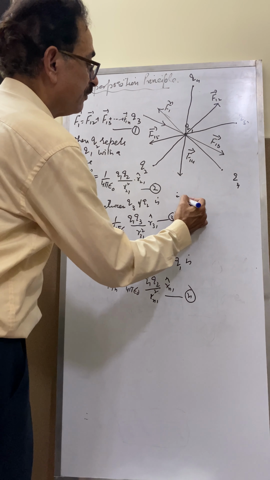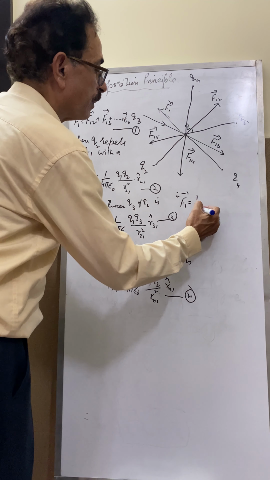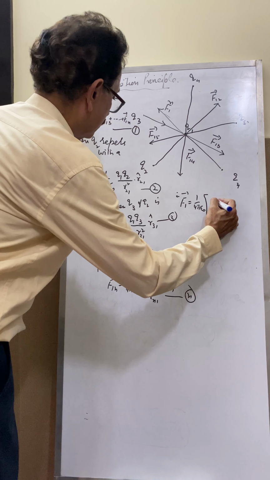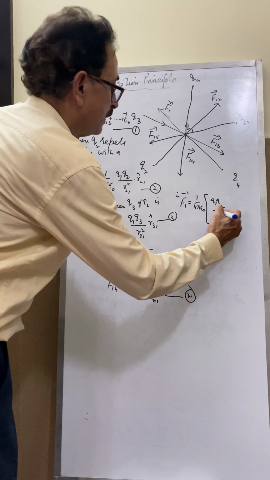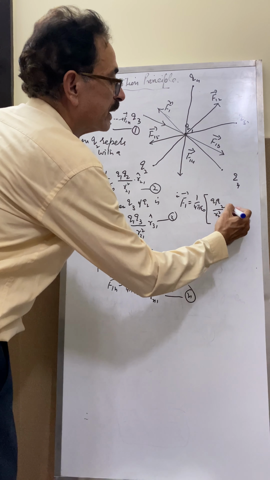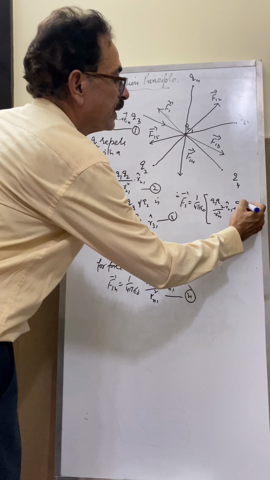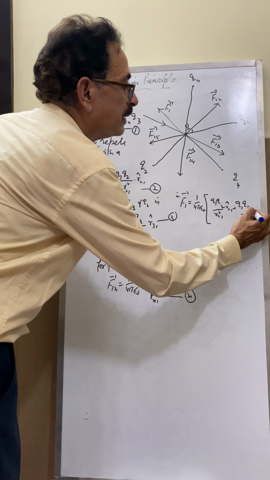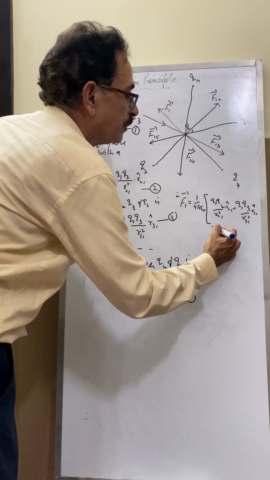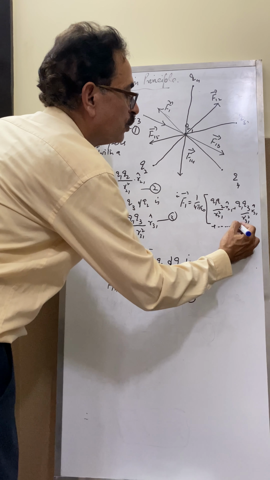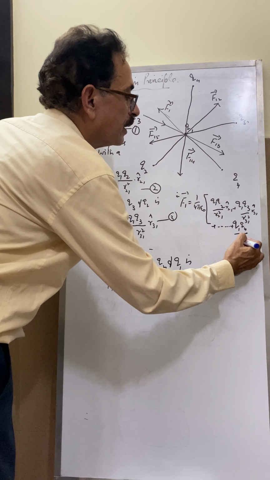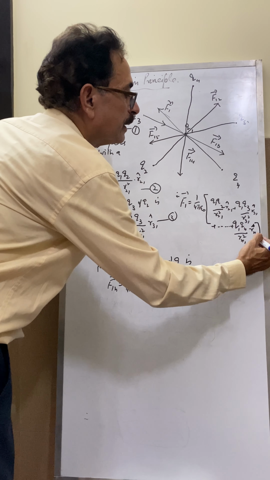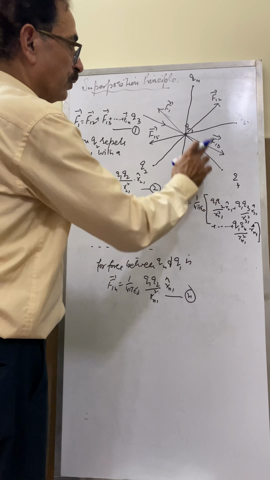Therefore, we can write F1 is equal to 1 upon 4 pi epsilon naught, which will remain common everywhere, and within the bracket you can say it is equal to Q1 Q2 upon R21 square R21 cap plus Q1 Q3 upon R31 square R31 cap plus dash dash dash plus Q1 Qn upon Rn1 square Rn1 cap. This is the total force.